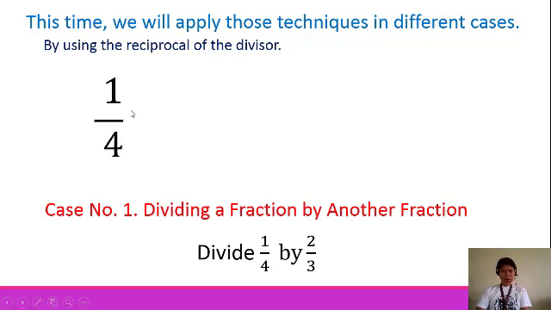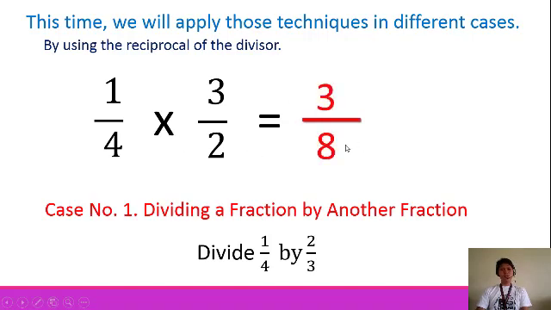Next, we can also use the reciprocal of the divisor. Like for example, this one, 1/4, and then change the sign into times, and then 3/2. So instead of 2/3, you write 3/2, and then do not cross multiply. Remember, you just multiply numerators. When you use the reciprocal, 1 times 3 is 3, and 4 times 2 is 8. You see the same results.